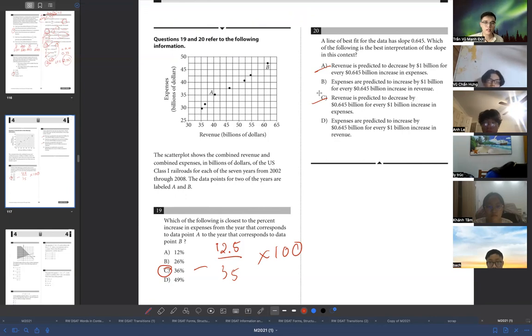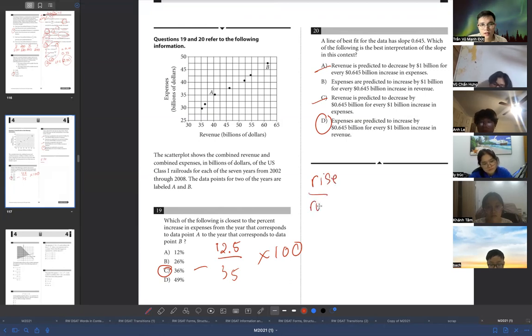Ah, this is very interesting. Can you do this one? D. Why did you choose D and not B? Because the y-axis represents expenses, and we will get expenses over revenue. Exactly. Do you remember the formula, rise over run? Yes, I do. Okay, rise over run is delta y over delta x.